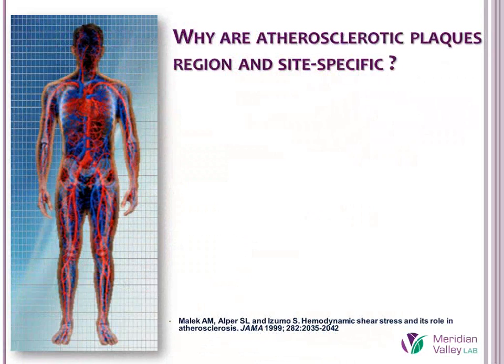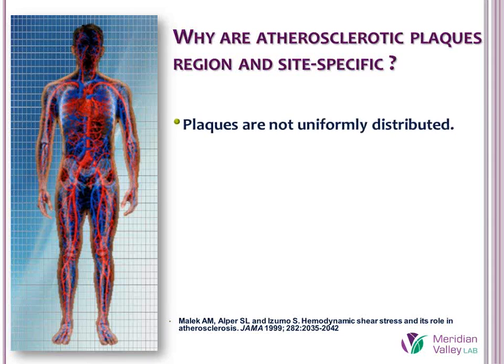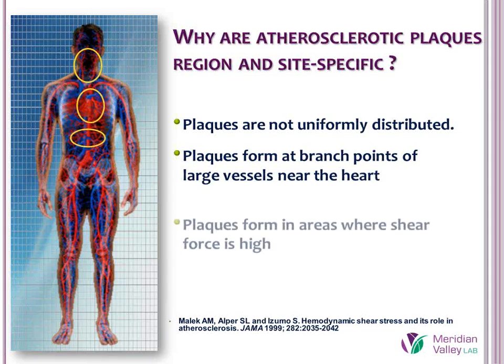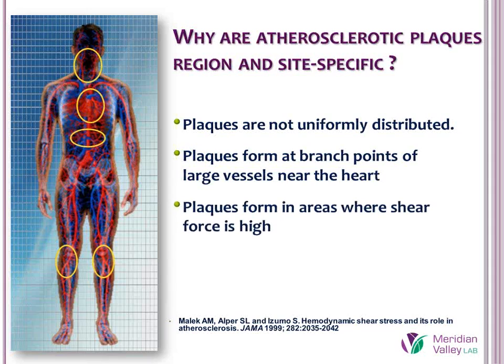So let's look more closely at why atherosclerotic plaques are not distributed uniformly throughout the vessels. We find them at branch points of large vessels closest to the heart where there's the greatest shear force and velocity. We also find them at places where shear force is high due to the additive force of gravity.